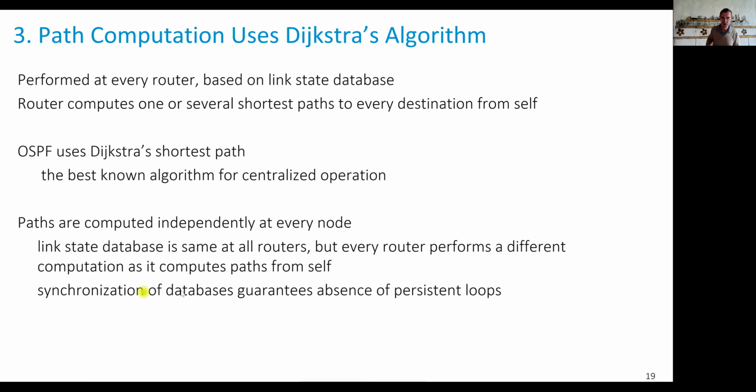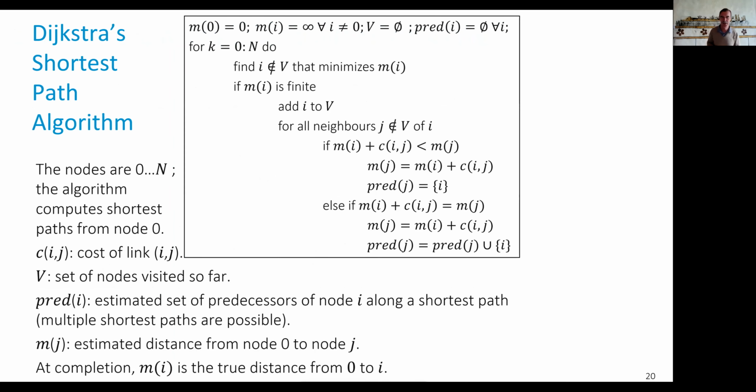The flooding and the synchronization of databases guarantees that there will not be persistent loops. So every router will compute a path, and the shortest path, of course, will be free of loops. It might cause problems in the interim periods where things are changing. For example, if the topology is changing because a failure occurred, of course, there might be temporary problems. We'll talk about that a bit later.